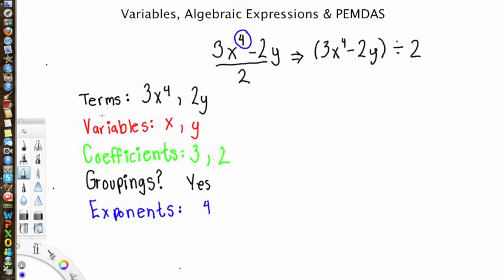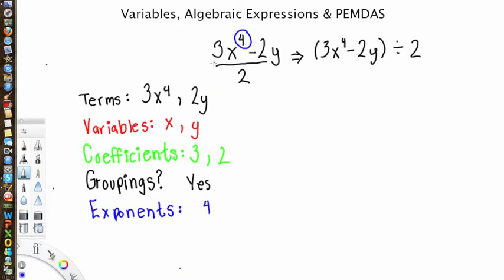So there are some very important terms. When we talk about terms, we're talking about any constant number or variable or combination of the two that are in an expression that are separated by addition or subtraction. In this case, it's subtraction. Those are our terms. We have 3x to the fourth power and 2y. Our variables, we only have x and y, and then we have the coefficients of 3 because we have 3 x's and we have 2 y's.